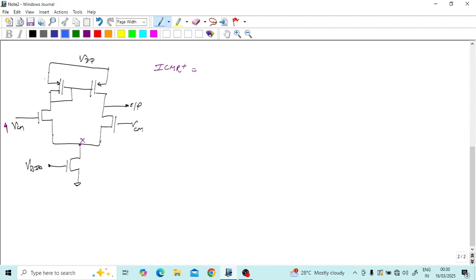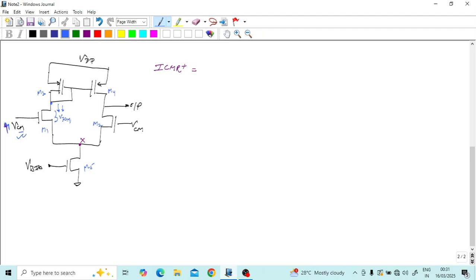So when we increase this voltage, what happens? When we increase the voltage at the gate, the voltage at the drain will decrease, since we are getting that 180-degree phase shift between gate and the drain. And because of that, the VDS of this M1. This is M1, this is M2, this is M3, this is M4, and this is M5.